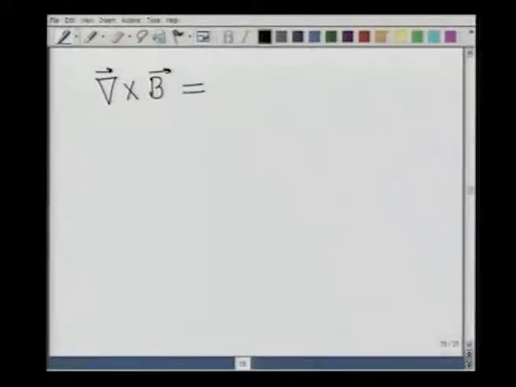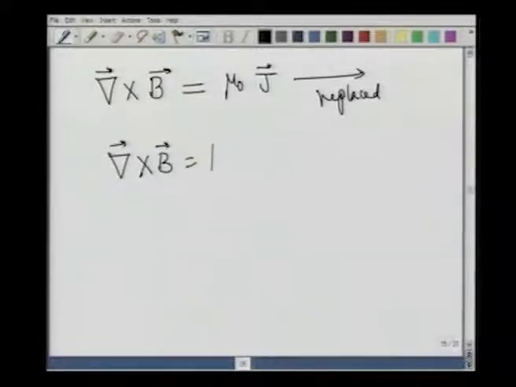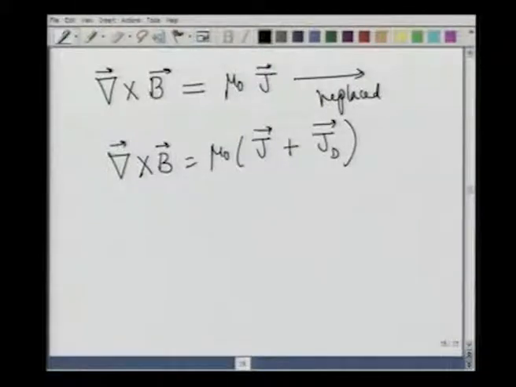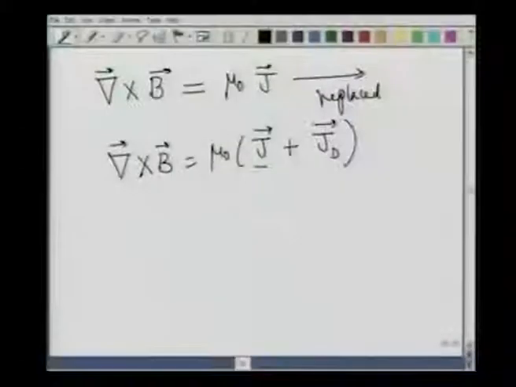Curl B is equal to mu naught J will be replaced by the generalized Ampere's law: curl B is equal to mu naught times J plus another current, I will call it JD, and whatever contribution comes from this JD should cancel the contribution coming from delta E by delta T. Obviously, this JD cannot come from any material source, because whenever there are charges and currents in motion, all those effects are taken into J. So, if you feel like, I will call it J matter, like rho matter.